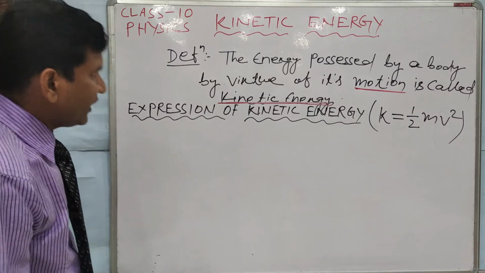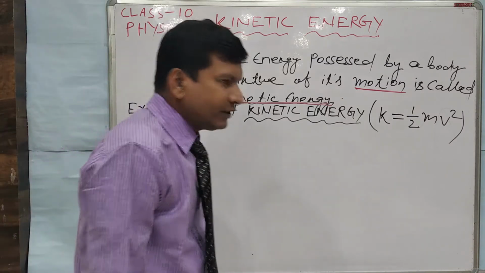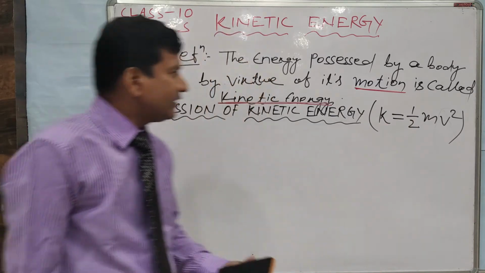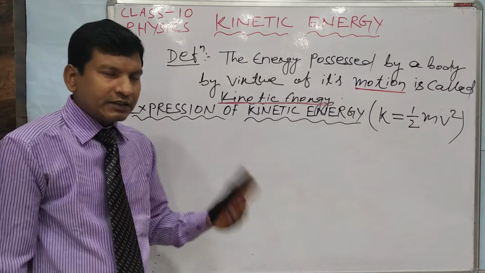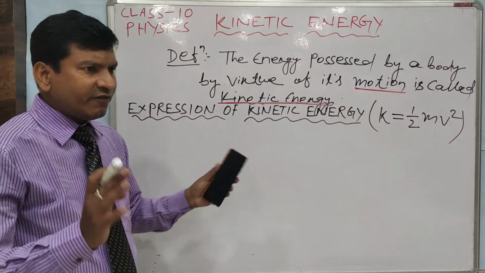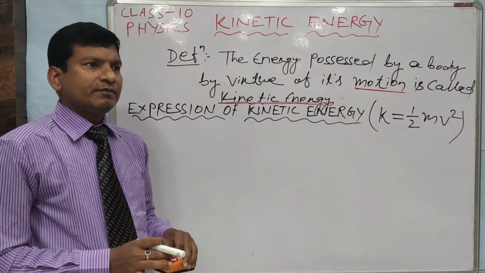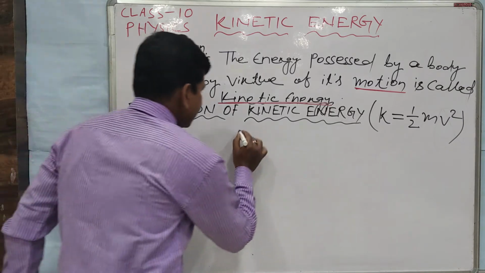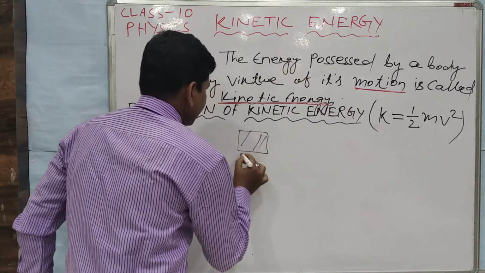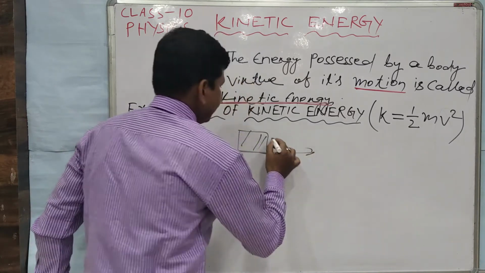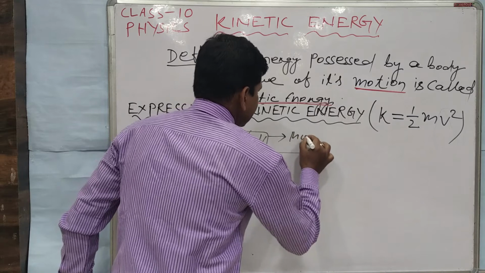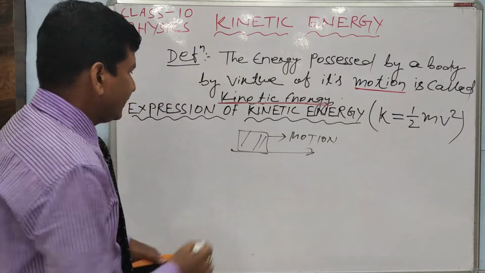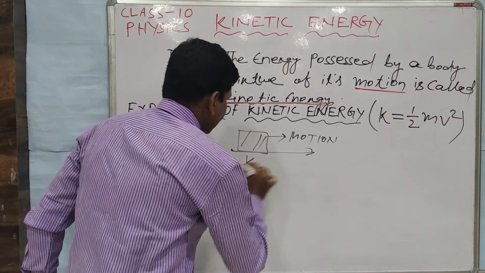Now let us derive the expression of kinetic energy, that is K equals half mv square. How can you derive this? Before that, you understand this. How can you find the kinetic energy of a body? Suppose a body is moving along this direction. That means the motion is happening in this direction. Since it is a moving body, it has kinetic energy.